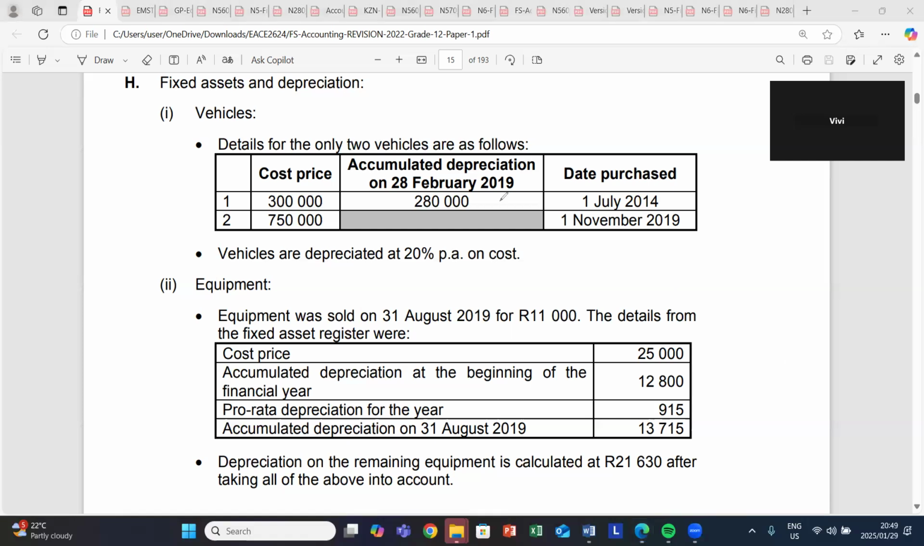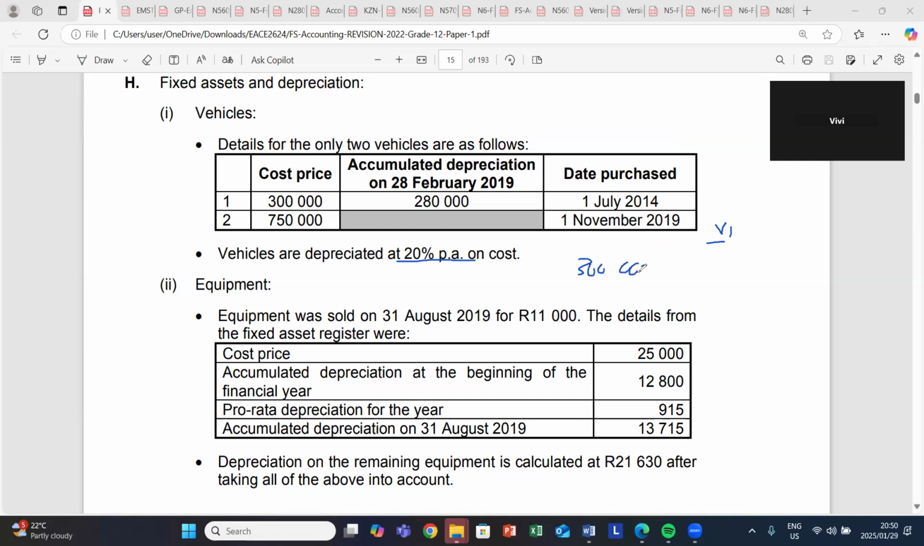So which method are we using? Vehicles are depreciated at 20% per annum on cost. Simple, right? So let's start with vehicle one. We'll write it as V1, right? V1 had a cost price of how much? Of 300,000.